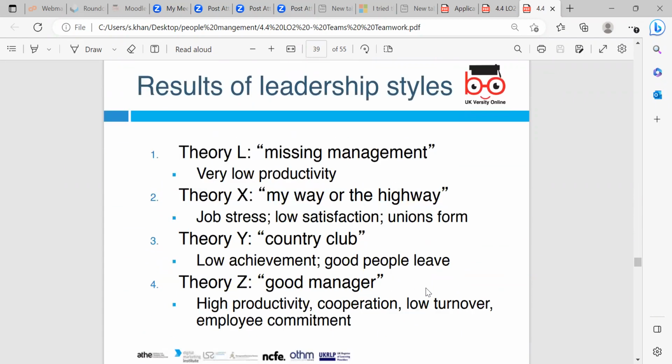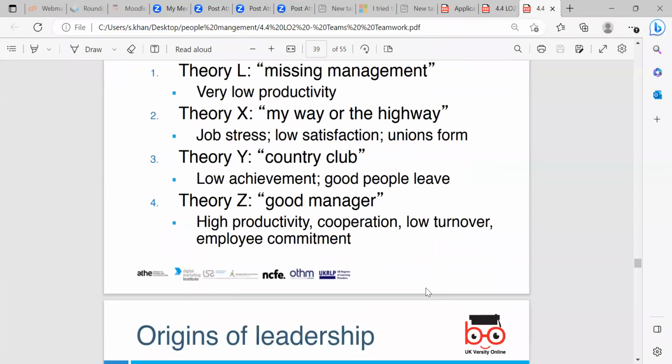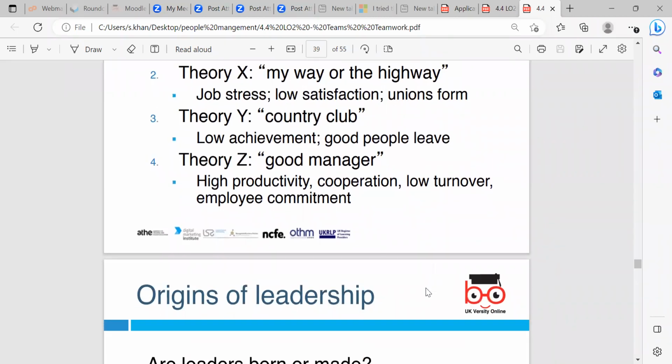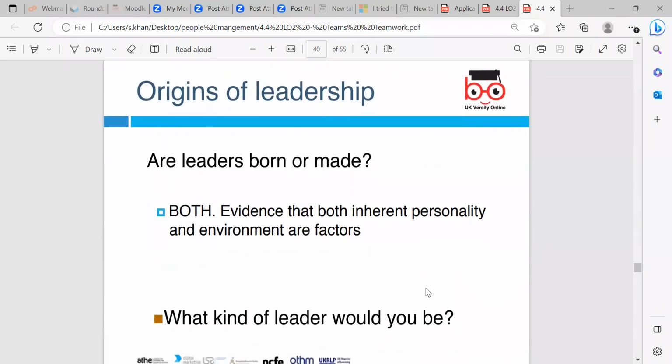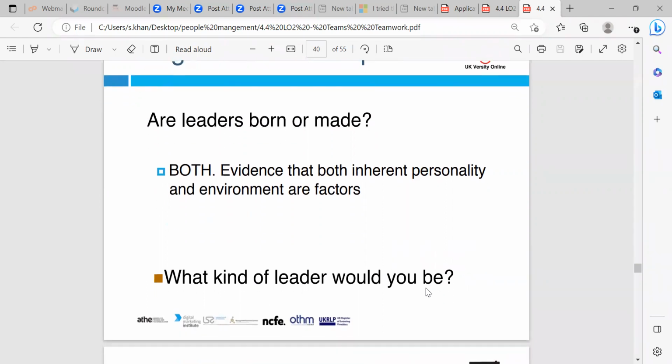Then results of leadership. Theory L, missing management, very low productivity. Theory X, my way or the highway, literally, what I want, you will do that way. Job stress, low satisfaction, unions tend to form. Theory Y, country club, so low achievement, good people leave. Theory Z, good manager, high productivity, cooperation, low turnover, employee commitment. Origins of leadership. There is evidence that both inherent personality and environment are factors. So what kind of leader would you be?